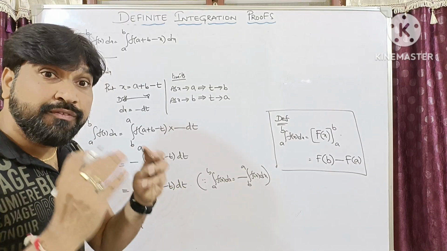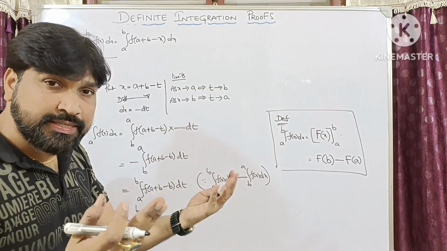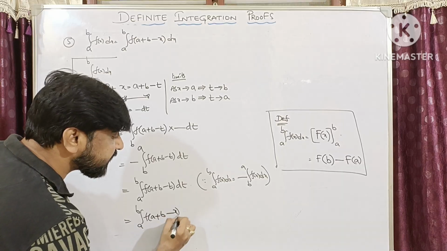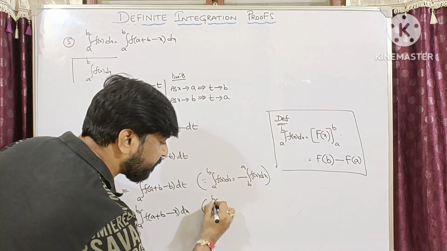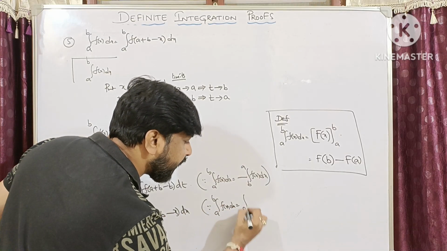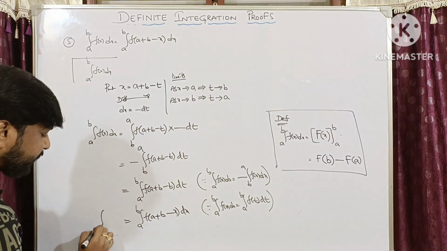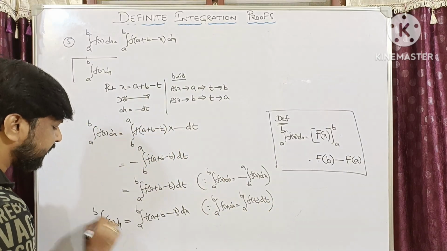Integral a to b. Can you apply the next property? The complete function is in terms of t, and we have the right to change it in terms of x by using the first property. That's integral a to b f of a plus b minus x dx. Which property do we apply? Integral a to b f of x dx is equal to integral a to b f of t dt. This is the proof. Just now we discussed it. So what is the left hand side? Integral a to b f of x dx. This is the proof, friends.